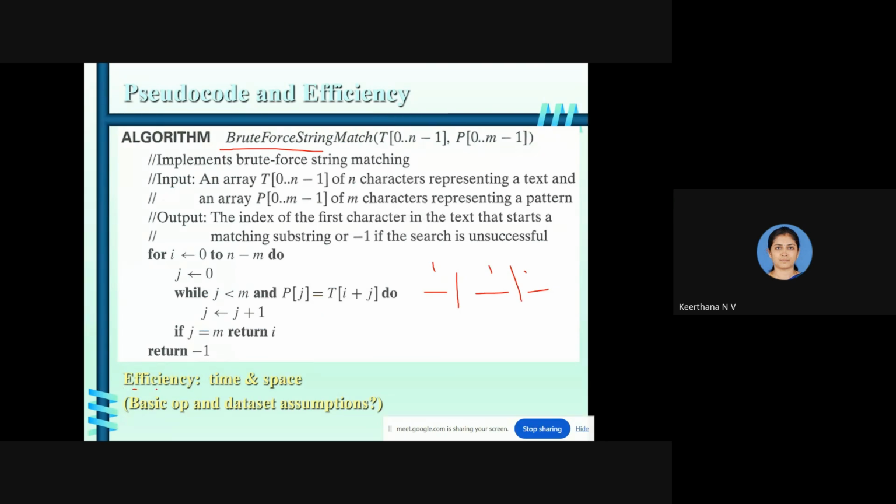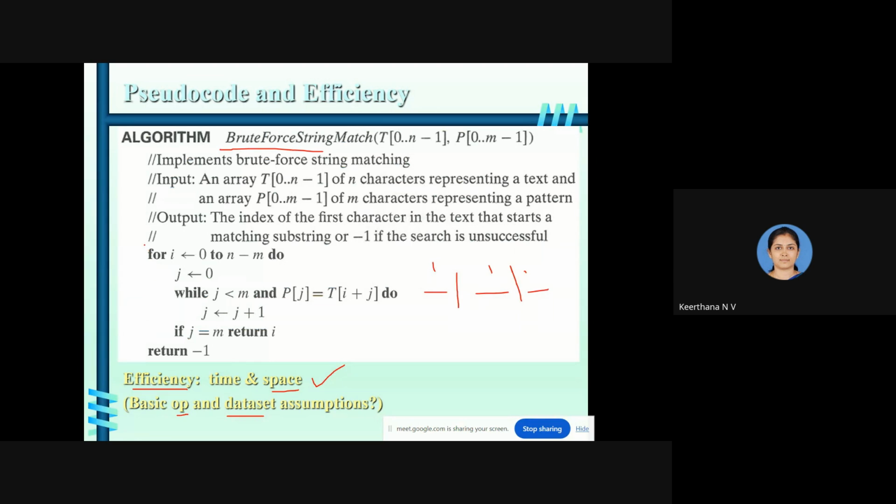So the efficiency will be calculated as time and space efficiency. Same thing, you will be dividing the complex problems. The time efficiency will be order of n square and space efficiency will be order of 1. These time and space efficiencies will be purely based upon the operations and the data set you are taking for solving your problem.